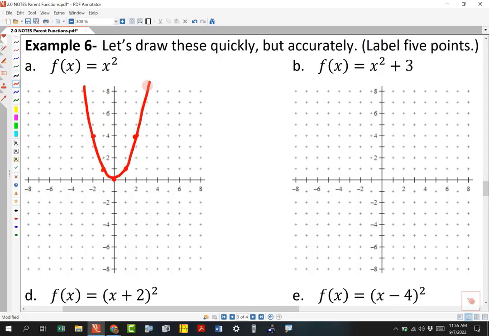Ooh, that's really good. I like that one. This is 2, 4, 1, 1, 0, 0, negative 1, 1, and negative 2, 4. Okay, any questions?